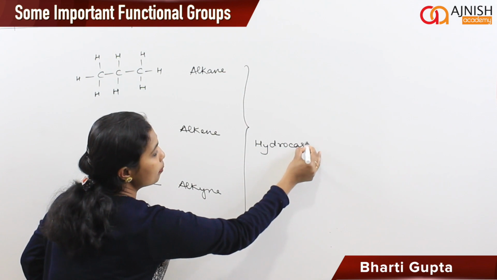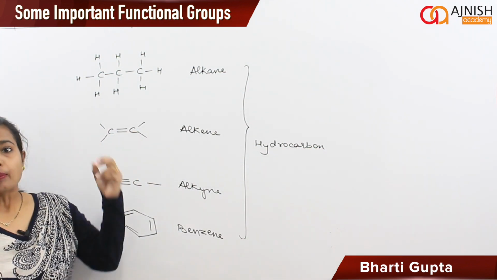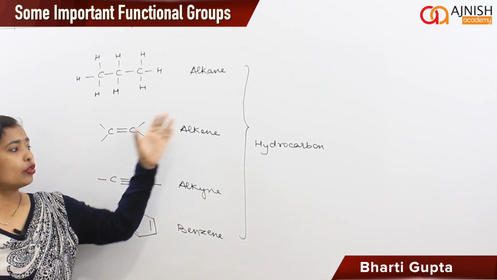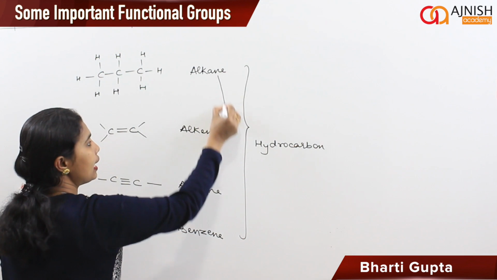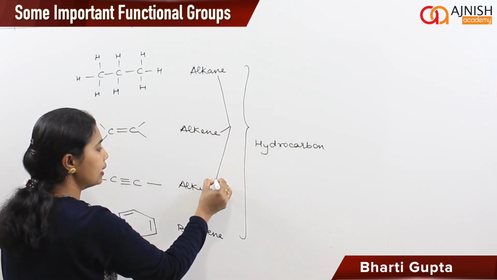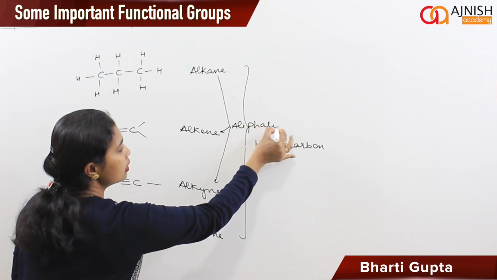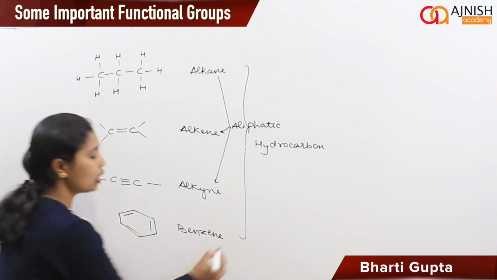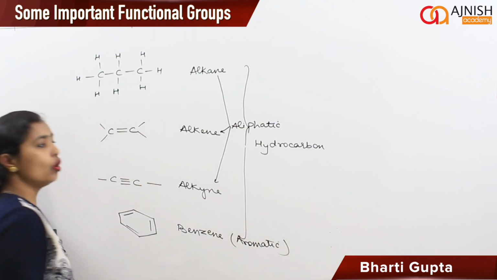Hydrocarbons means compounds having only carbon and hydrogen. Compounds which have only carbon and hydrogen are called hydrocarbons. These three, alkane, alkene and alkyne, are aliphatic hydrocarbons, whereas benzene is an aromatic hydrocarbon.